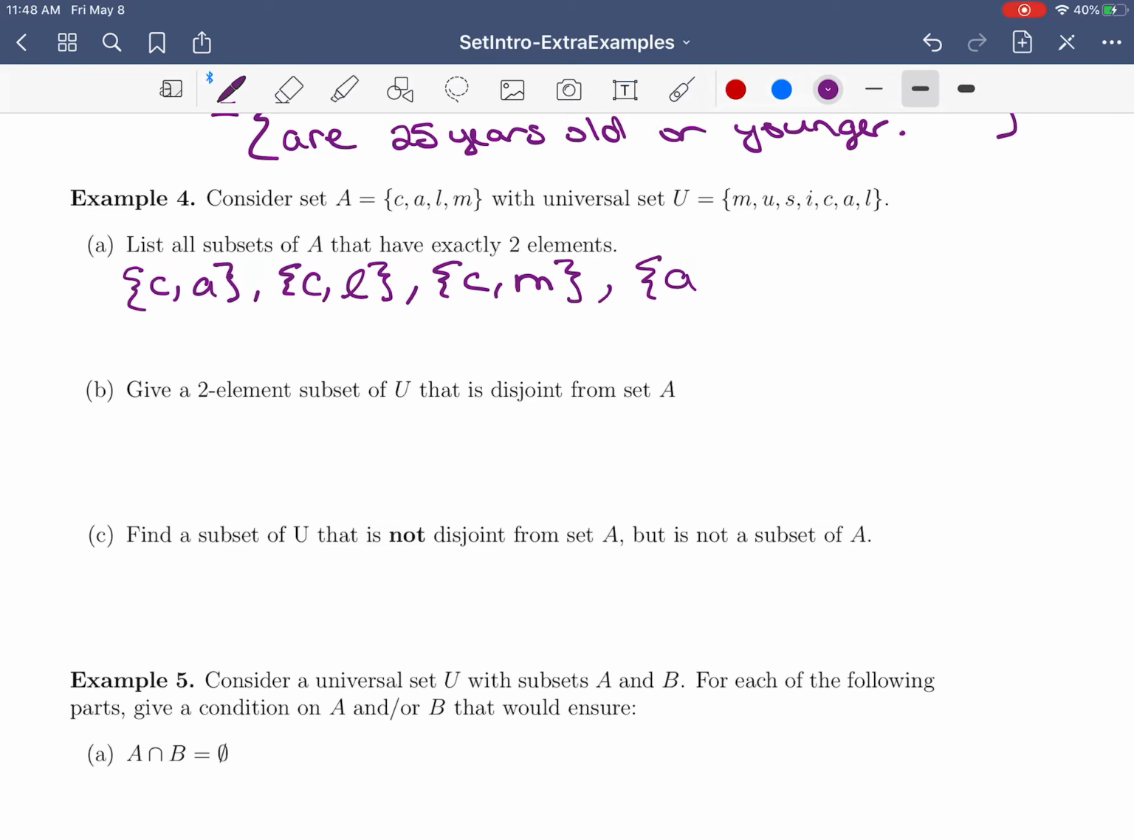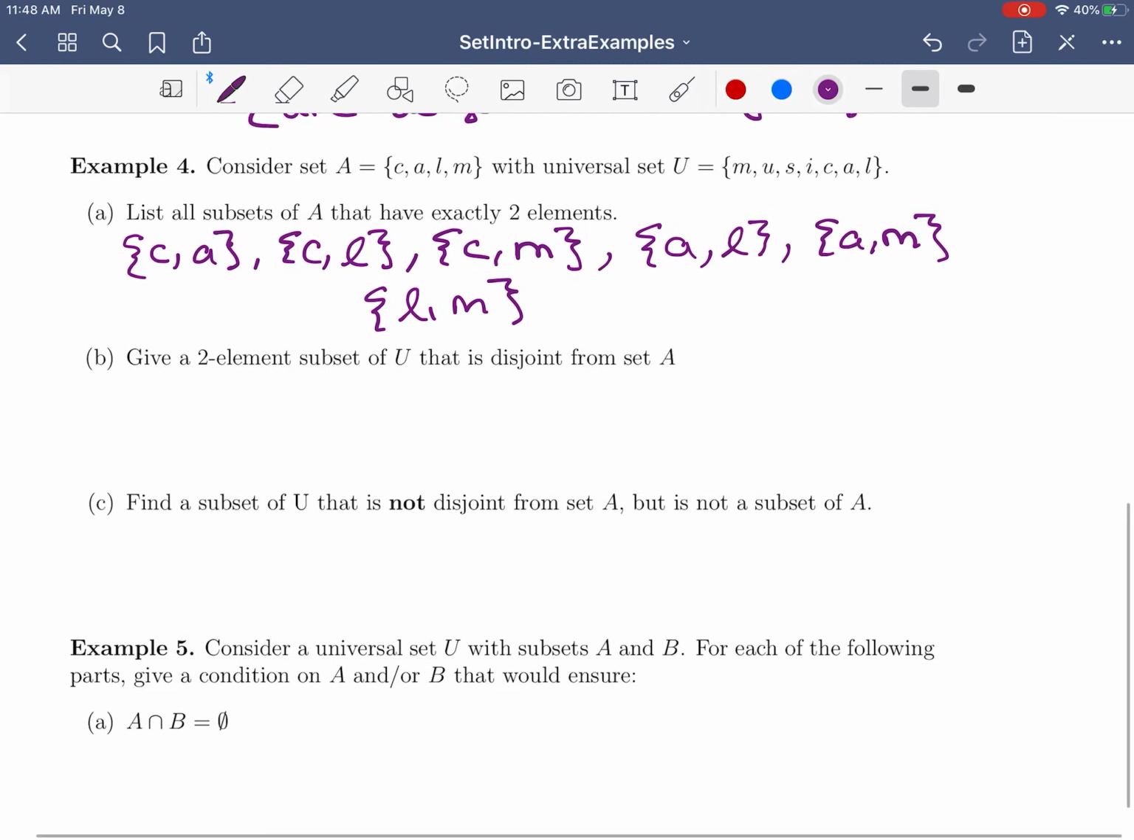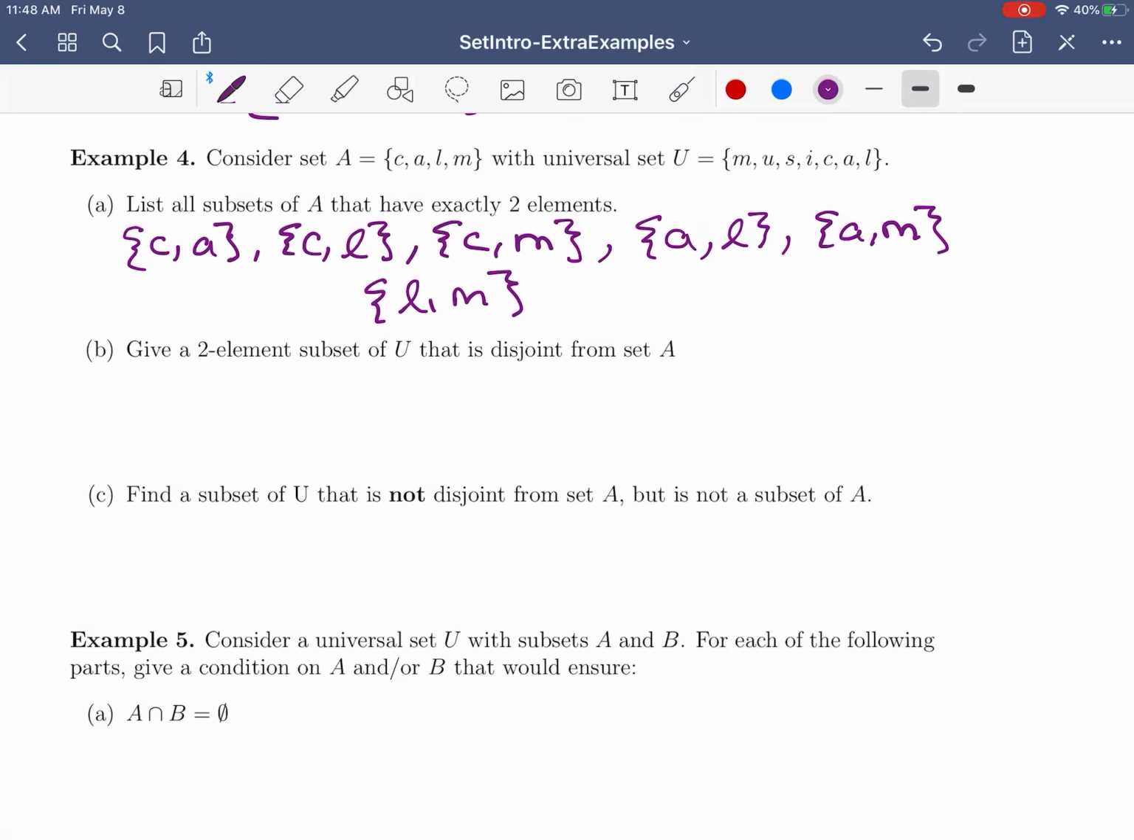Maybe I take the A, and I could put it with the L, or I could put it with the M, and now A is all used up. Now lastly, I could put the L and the M together. So I have 6 different 2-element subsets of A. Now, part B and part C actually ask for an example. Okay, so there's many different answers here.